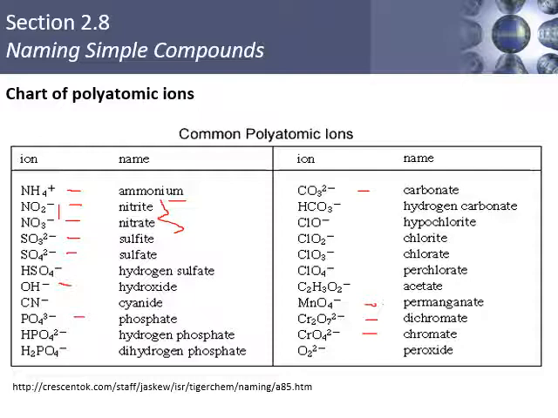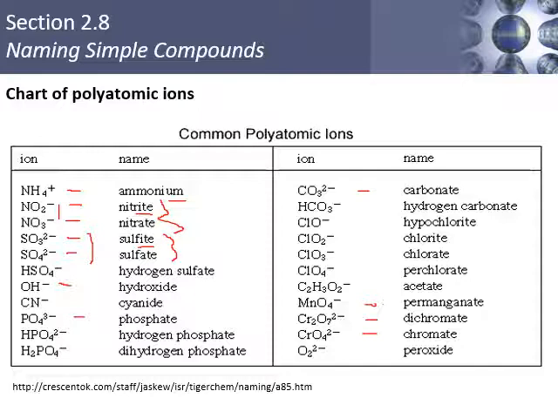The difference between sulfide and sulfate is, again, the number of O's. But in this case, because S is in the third row, it can accommodate more O's because it's a bigger atom. So in the case of sulfur, it can take 3 or 4. And when it takes 3, it will be called sulfite. So the ITE ending goes on the one that has the lower number of O's, and the ATE ending goes on the one that has more O's.